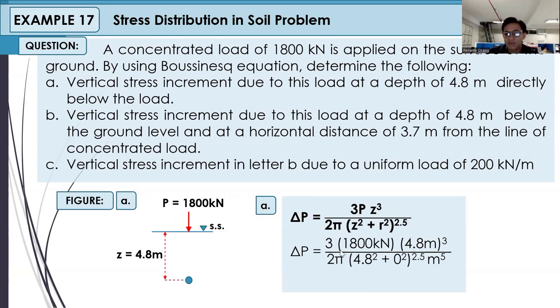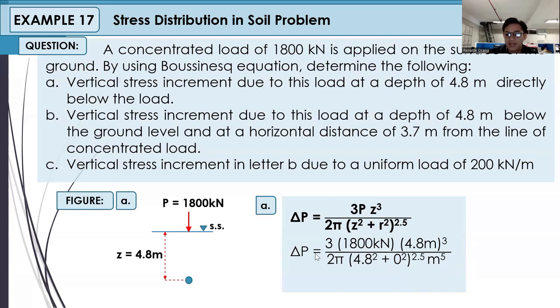We have our 3 multiplied by 1,800 kilonewton multiplied by 4.8 meters cubed divided by 2 pi, 4.8 squared plus 0 squared kasi wala tayong horizontal distance. Then, to the power of 2.5, meter raised to 5. So, paki-calculator po. Then, tingnan natin yung kanyang unit. We have kilonewton, meter cube over meter fifth. So, ang mangyayari dito is cancel out yung meter cube. Sa baba is magiging meter squared. So, magiging kilonewton per meter squared or that is our pressure.